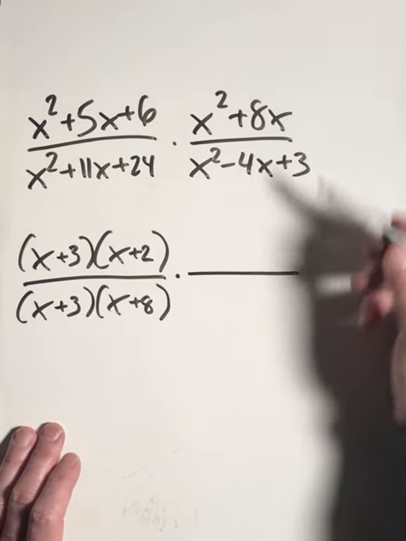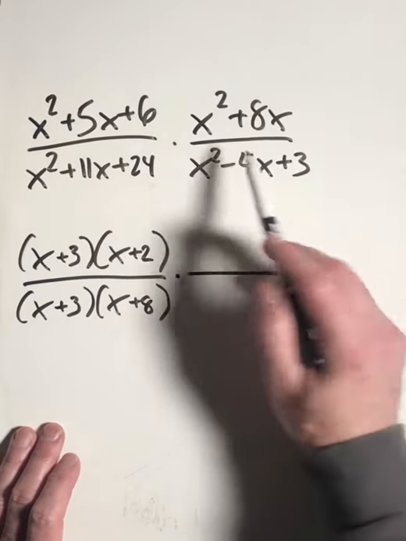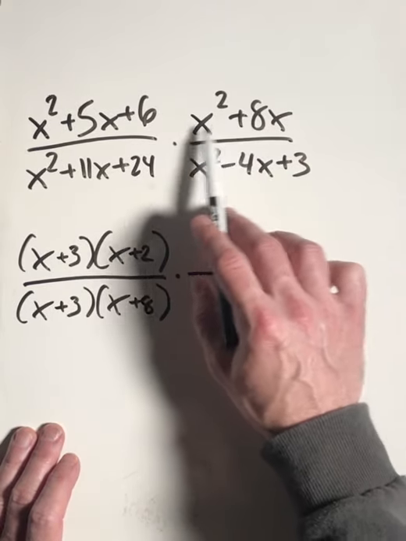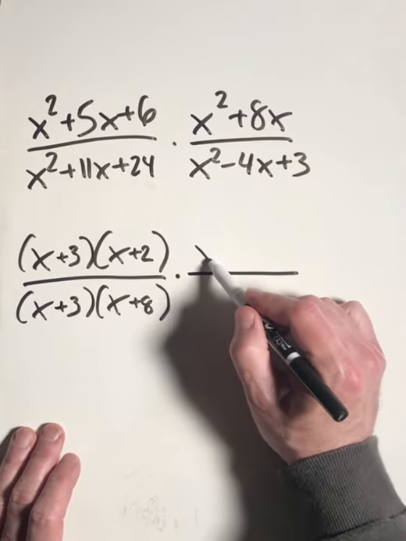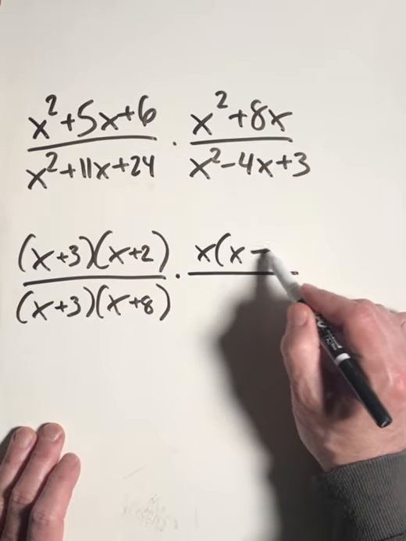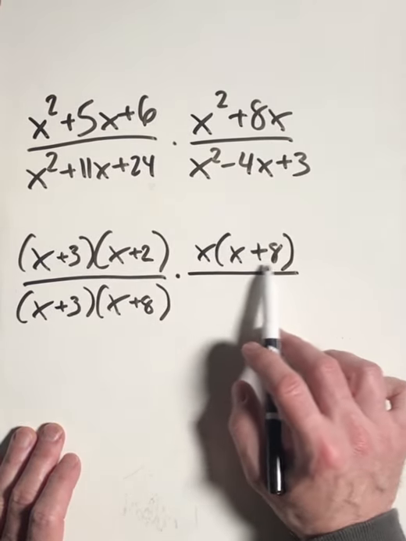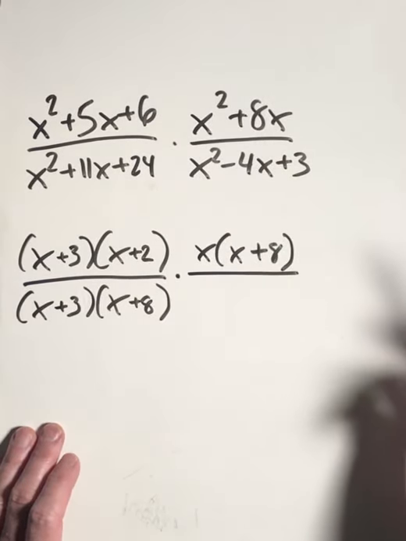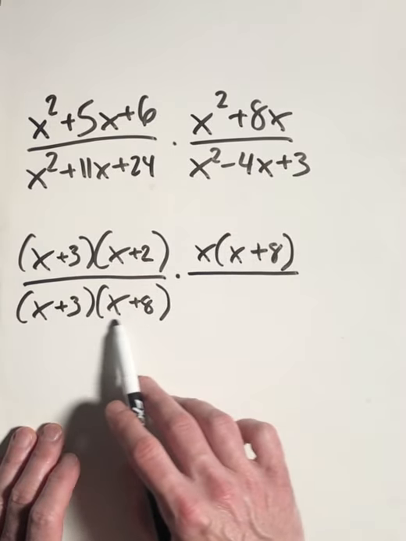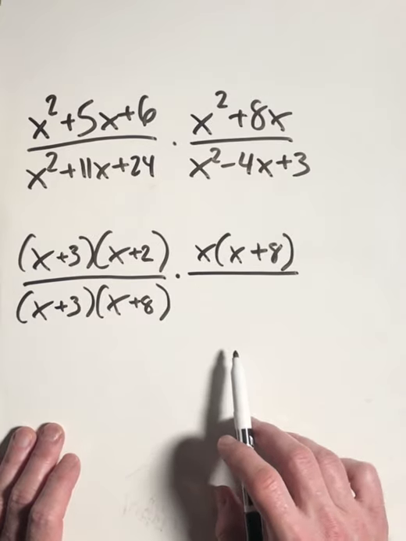Then I will simplify the right side. Here I can factor a greatest common factor out of a binomial. That would be x times x plus 8. x times x is x squared. x times positive 8 is positive 8x, so I know that that works. Conveniently, I have an x plus 8 down here that I know is going to cancel with that.